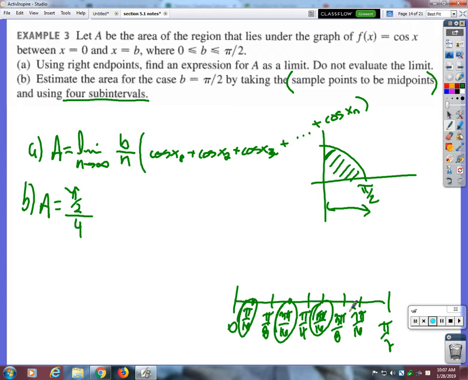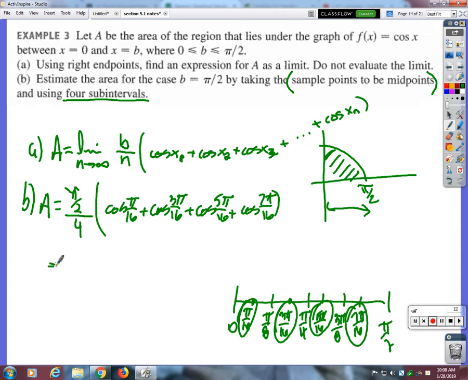So these are the ones that we are going to be plugging into the cosine function to find the height of the rectangles, okay? So who's going to be my calculator person? Yes. Okay, you need to be in radians. So this is the base of all of the rectangles. The heights of the rectangles are going to be cosine of pi over 16 plus the cosine of 3 pi over 16 plus the cosine of 5 pi over 16 plus the cosine of 7 pi over 16, okay? So first of all, what is pi over 2 divided by 4? 0.39, let's go 3 decimal places, 0.3926, so 0.393, okay?